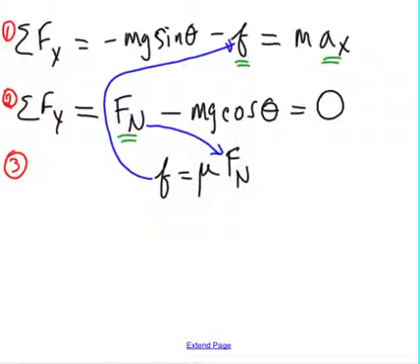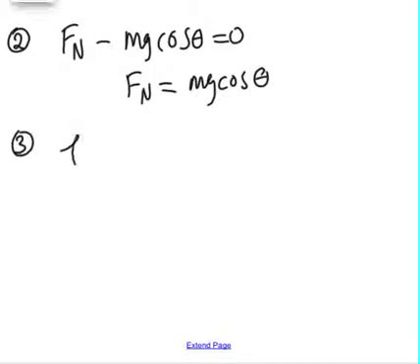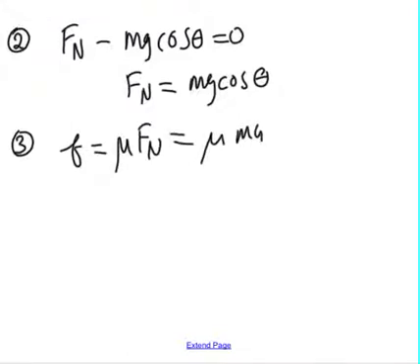So let's first solve equation 2, which tells me that the normal force minus mg times the cosine of the angle equals 0, and that simply says the normal force must equal mg times the cosine of the angle. My third equation says the frictional force is equal to mu times the normal force, and that will now be mu times mg cosine theta. So now we have the frictional force.